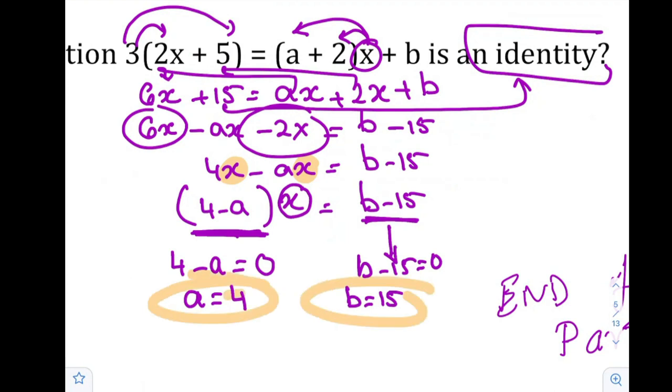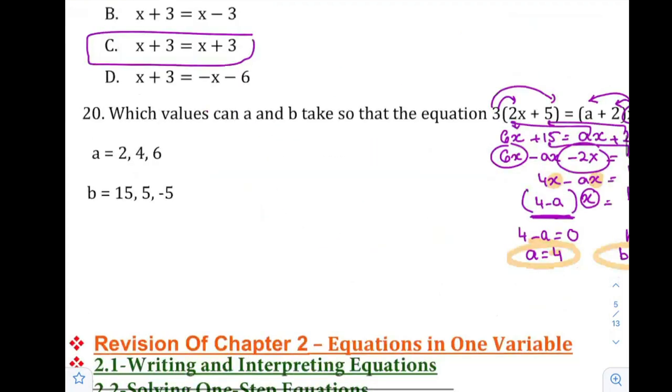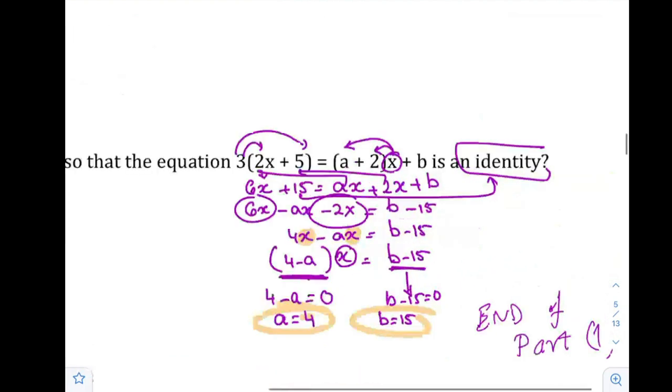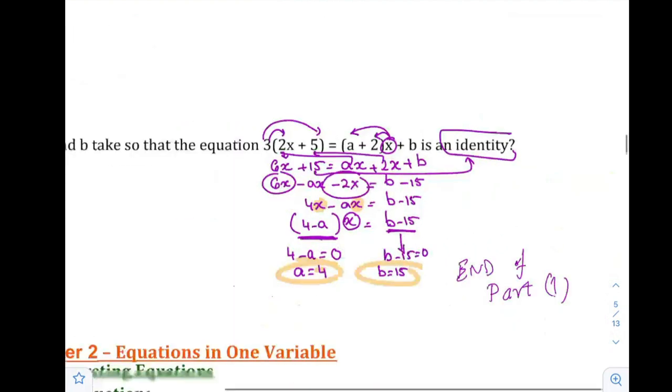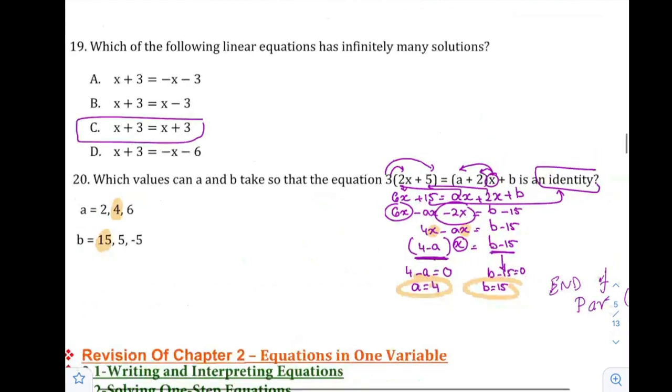Remember, no variable should exist if you have an identity or infinitely many solutions. So that means a is 4 and b is 15. This is the detailed solution, and this is the end of part 1 for this revision. See you in part 2 in the next video.